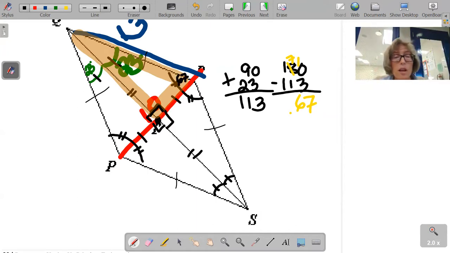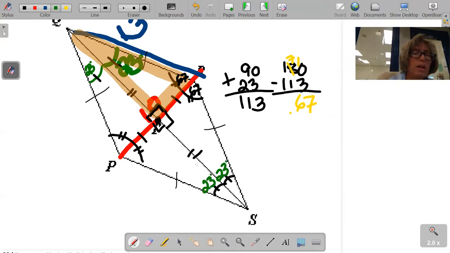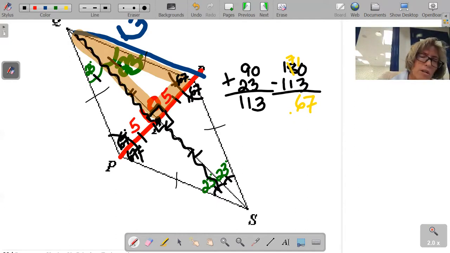Now, because the diagonals cut that in half, I can walk this 67 over here. And because I have another right triangle, this is 23 here, 23 here. Another right triangle makes this 67, 67. You have all right angles in the middle. Congratulations, you're done. Yay. We have 5 and 5 here. So the only thing you're left missing is this diagonal and this one.